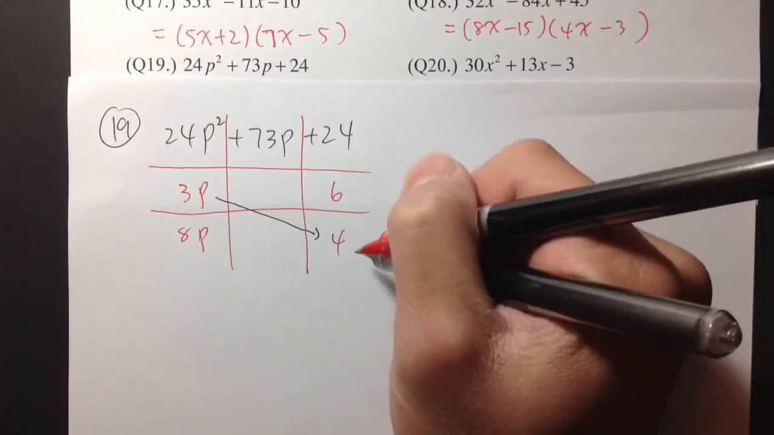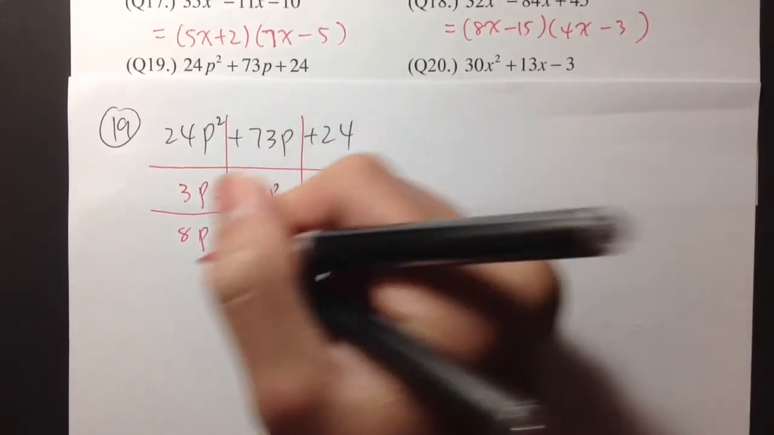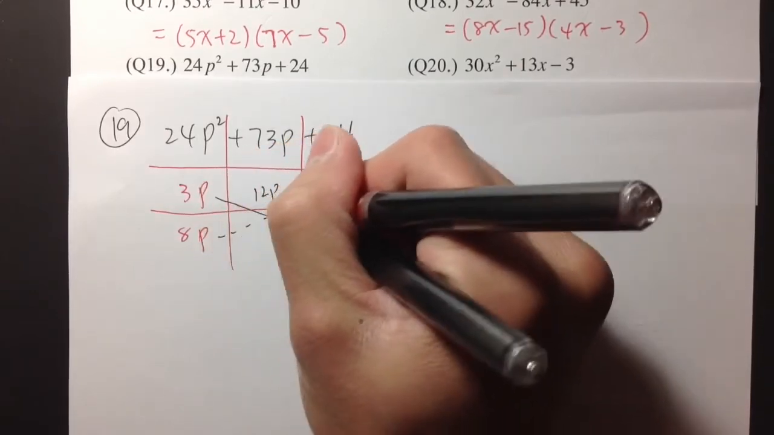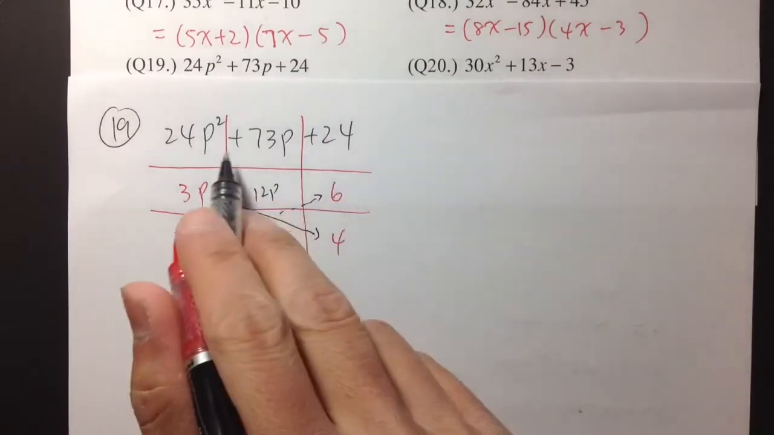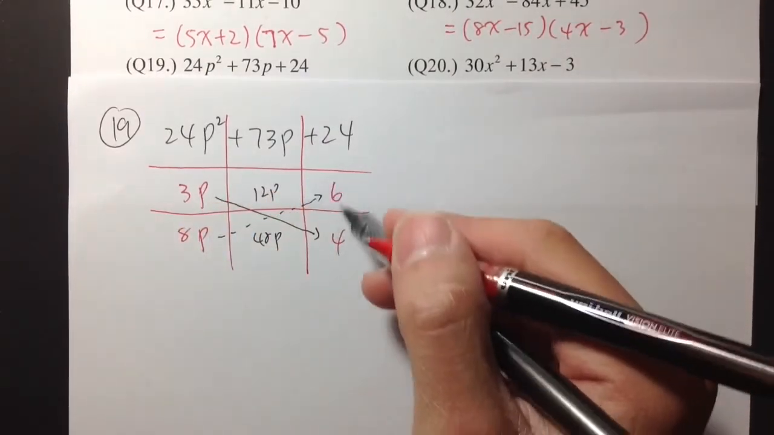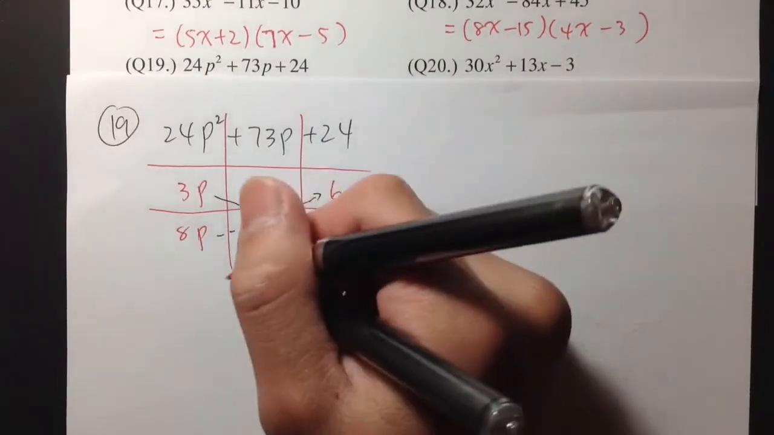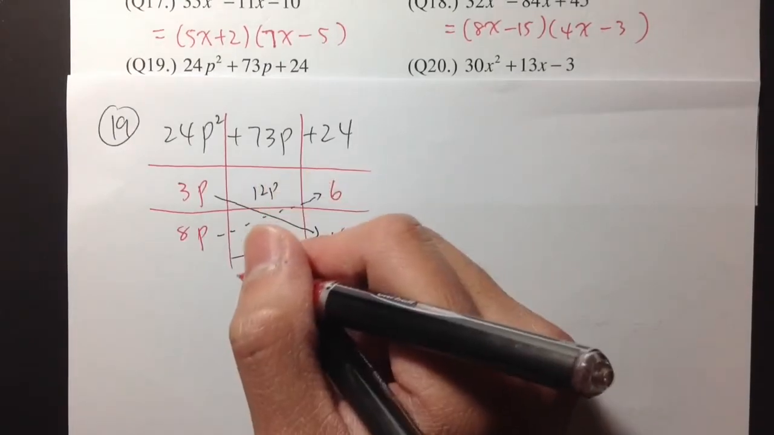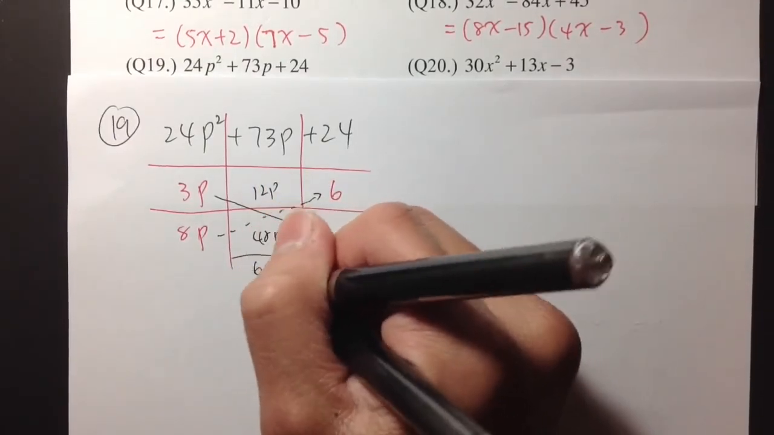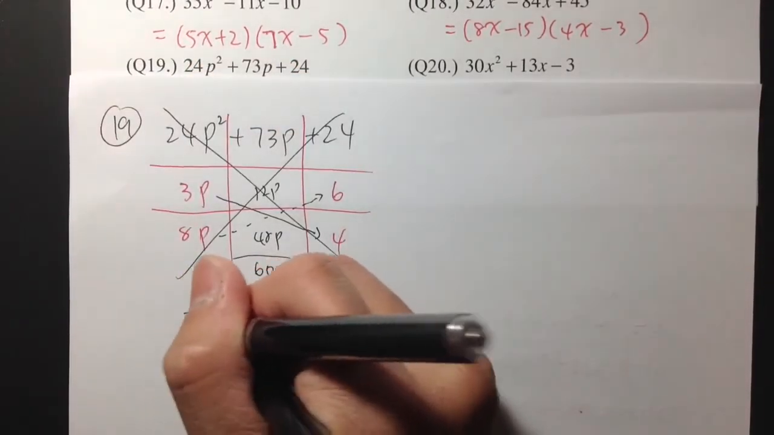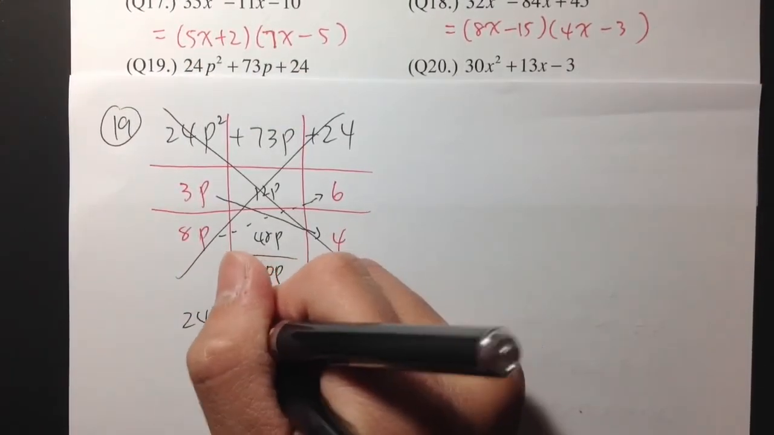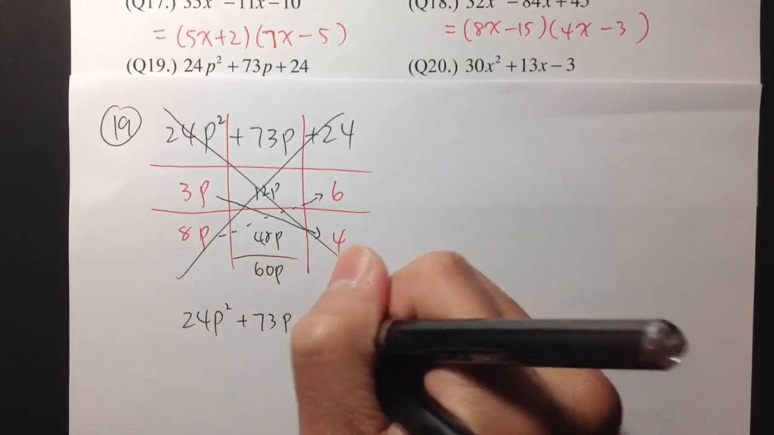3p times 4 is 12p. 8p times 6 is 48p. And notice that this is positive, so that's why I just chose positive numbers right there. But then 12p plus 48p is 60p. That's not what we want though. It's okay. We have 24p squared plus 73p plus 24.